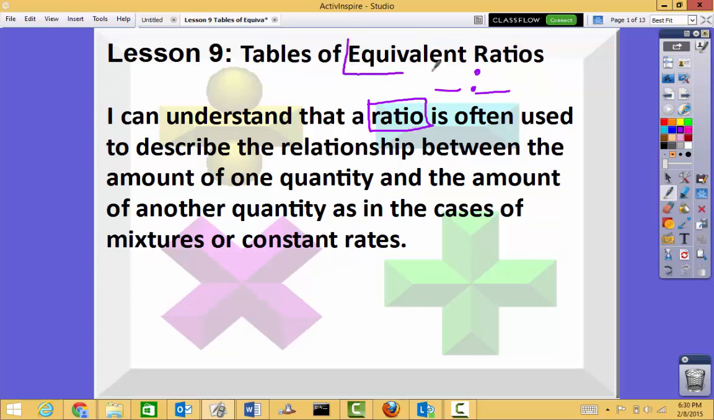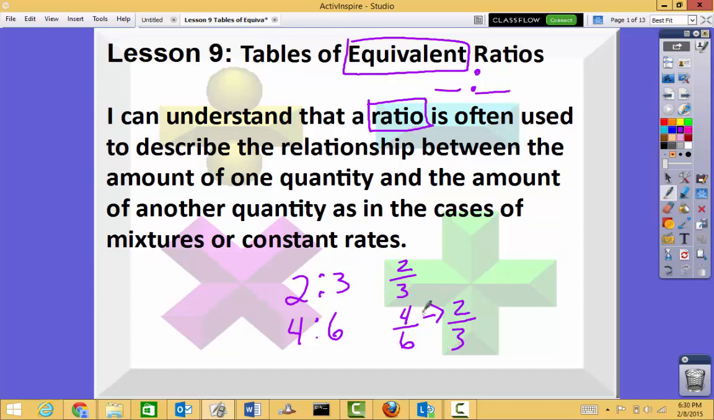And we have that word equivalent again. So we're going to have equivalent ratios, meaning 2 to 3 is equivalent to 4 to 6. And if we remember from our last lesson, one way we know they're equivalent is they have the same value. Remember, a value means that it's a fraction in simplest form. So 2/3, is that the same as 4/6? Well, it is, because I can simplify it to 2/3. So they are equivalent ratios because they have the same value.